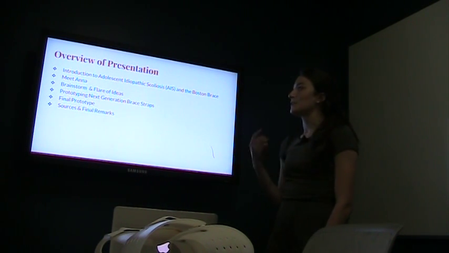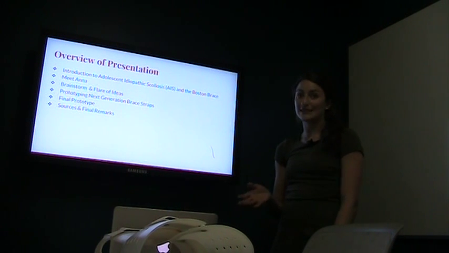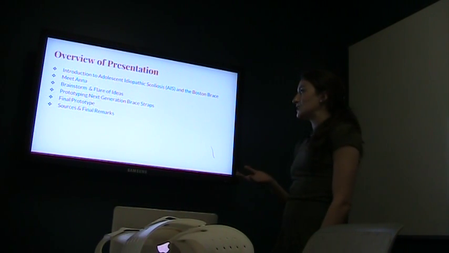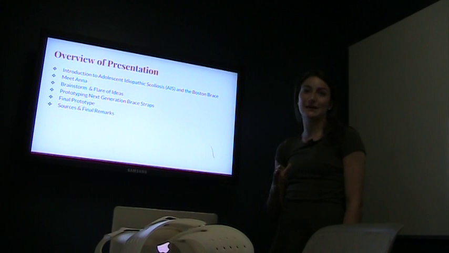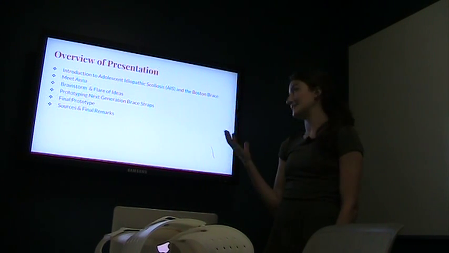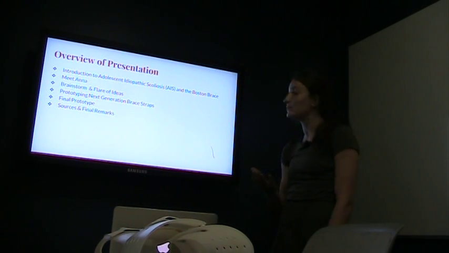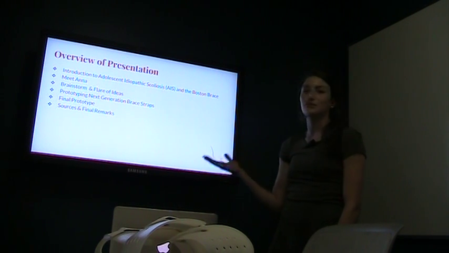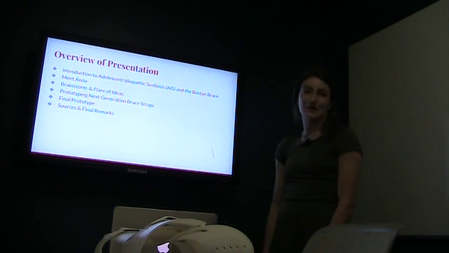And then I'm going to show a little bit of the brainstorm and flare of ideas I did at the beginning of the project, and then move on to prototyping and how I selected which ideas I would go with for my final prototype. And then lastly, I will be showing you the final prototype and then closing remarks at the end.